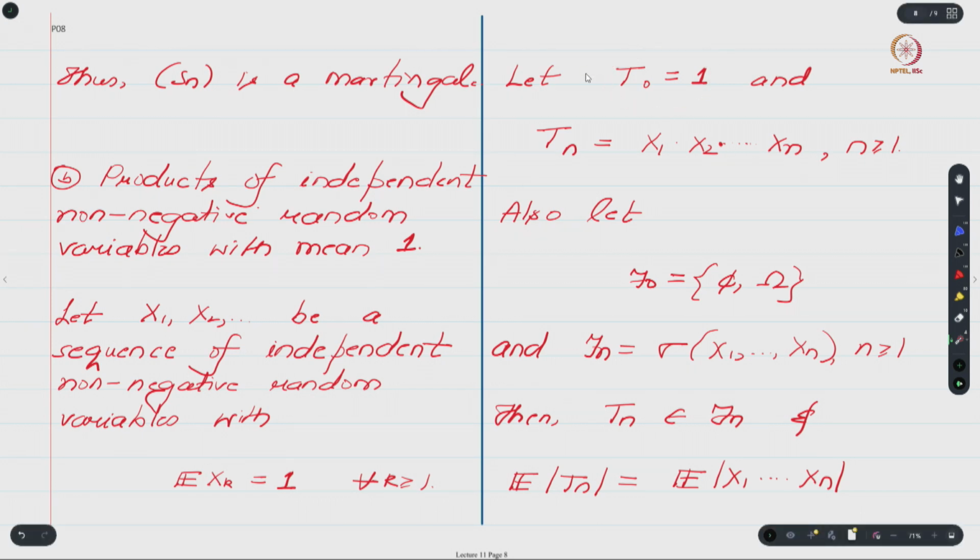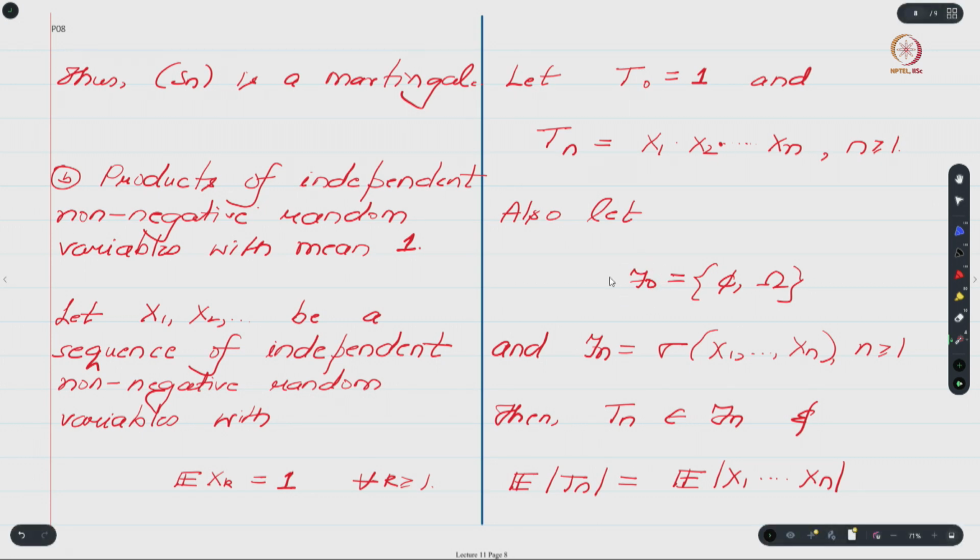Let T0 equal 1 and Tn equal the product of the first n elements, that is, Tn equals x1 times x2 times x3 all the way up till xn. And now the claim is that Tn is a Martingale sequence. Again one should ask with respect to which filtration. So let us construct that filtration.